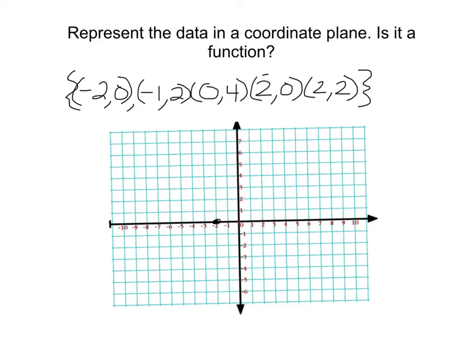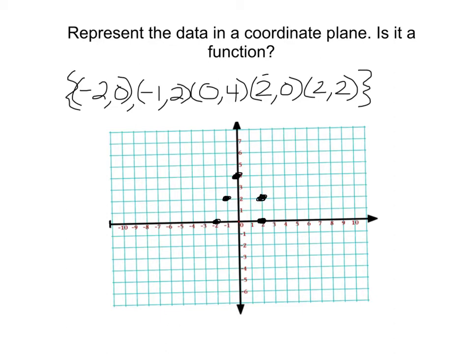Negative 1, 2, we're going to go left 1, up 2. 0, 4, we're going to stay at 0 and then go up 4. 2, 0, we're going to go over 2 and then not move at all. And 2, 2, over 2, up 2.